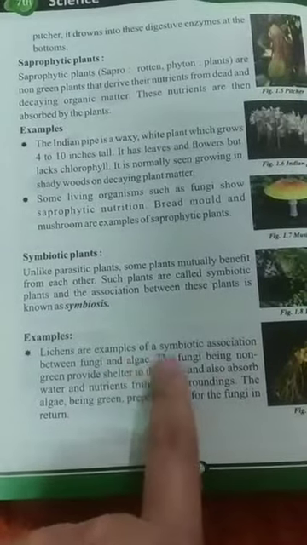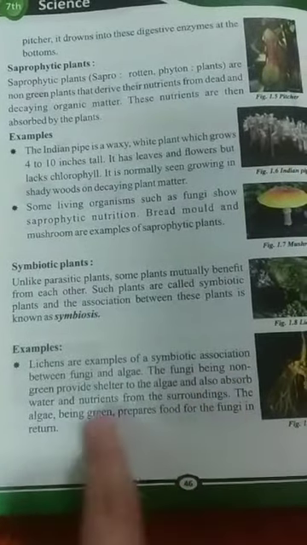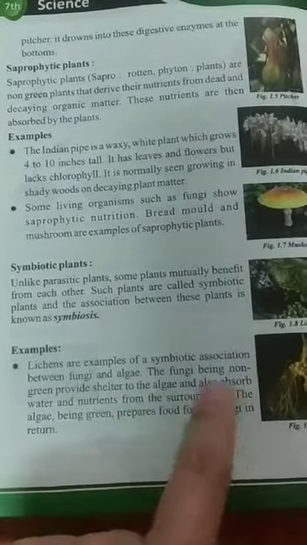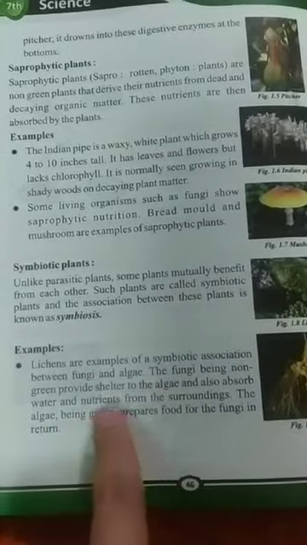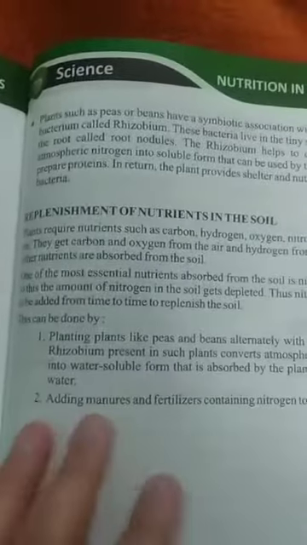For example, lichens are examples of symbiotic association between fungi and algae. The fungi, being non-green, provide shelter to the algae and also absorb water and nutrients, and the algae, being green, prepare food for the fungi in return. In this, both are being benefited.